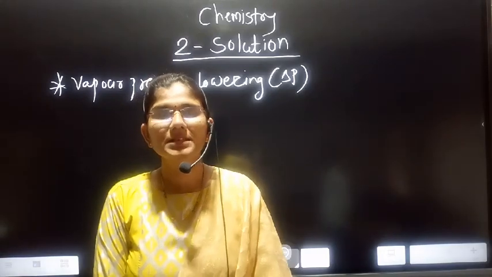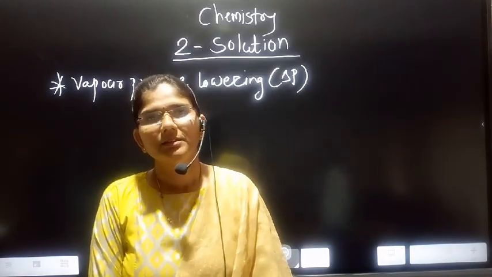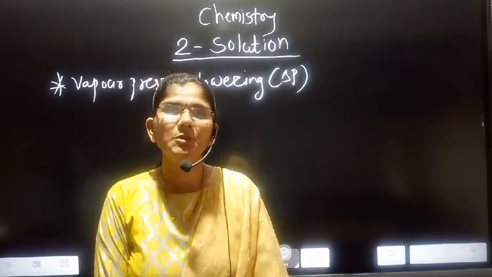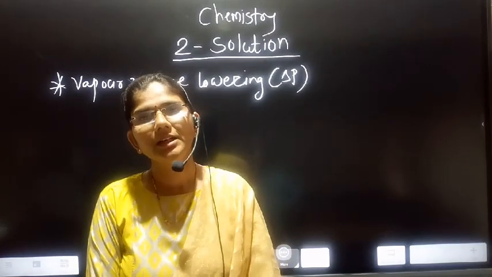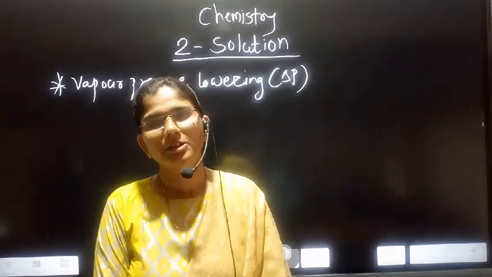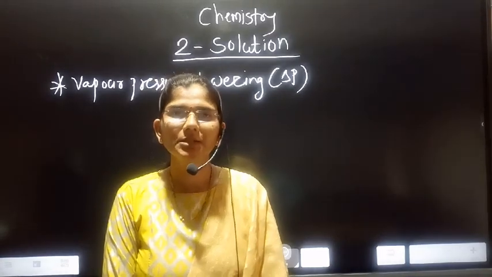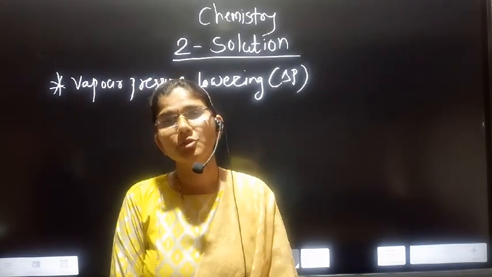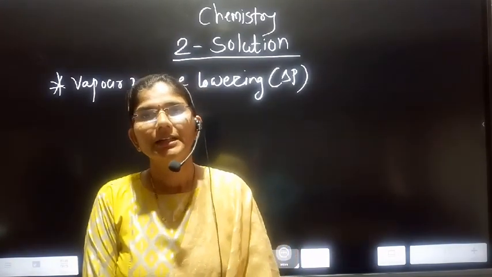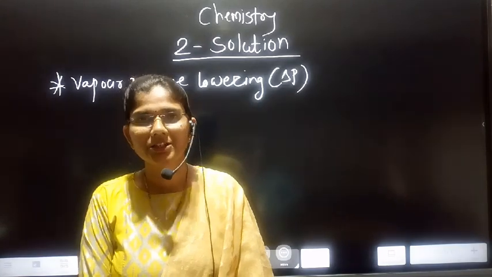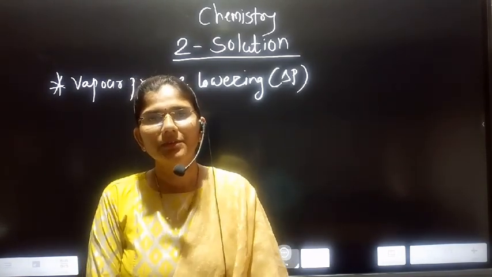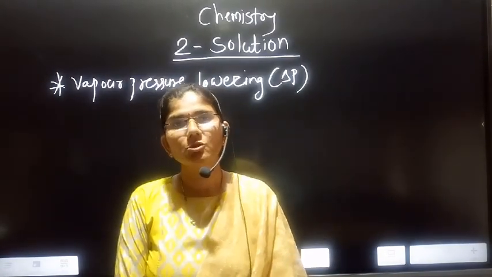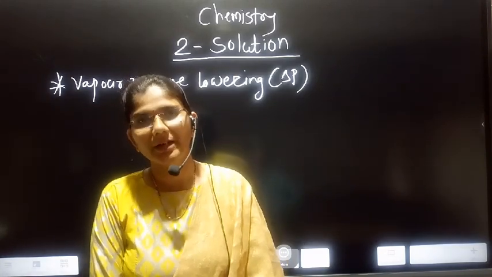What is the definition of a colligative property? The properties of a solution which depend on the number of solute particles only and not on the nature of the solute particles. Nature means whether it is present in the solid state, liquid state or gaseous state. It depends only on the number of solute particles.